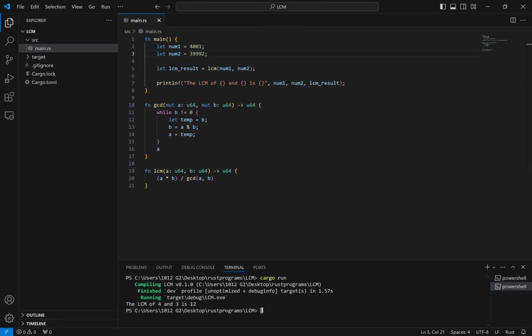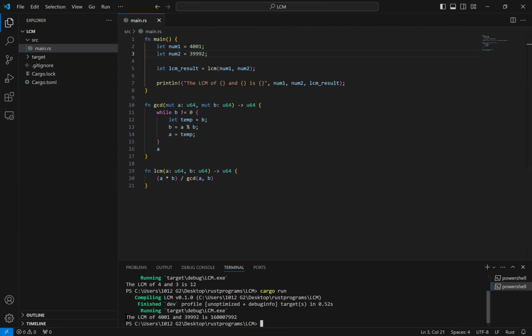Let's see if it can do that. It's saying that the LCM of those two numbers is this. Of course, this is possible because this number is still within the range of U64. But if it goes beyond that range, then U64 will not be able to handle it. Let's try and move closer and see. I don't know whether we've reached there.